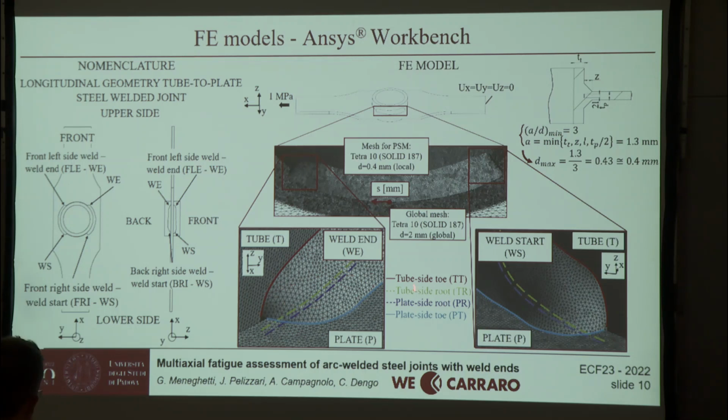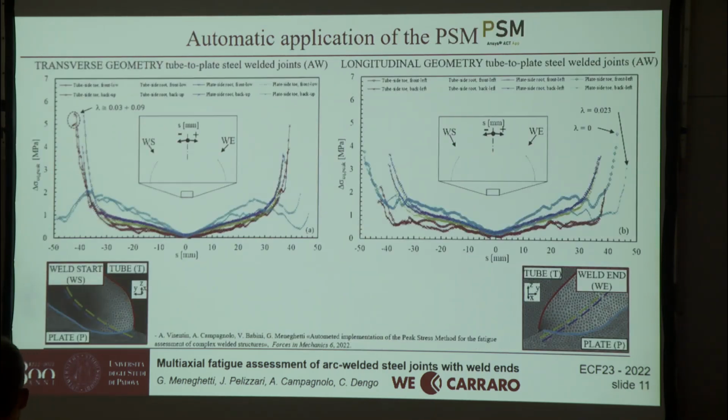There are 4 lines on which lie the tips of the V notches, which are critical lines for crack initiation, both at the toe side and at the root side. So we have analyzed those 4 lines. Here is presented the distribution of the range of the equivalent peak stress along the welds. On the left side, the data for transverse geometry.